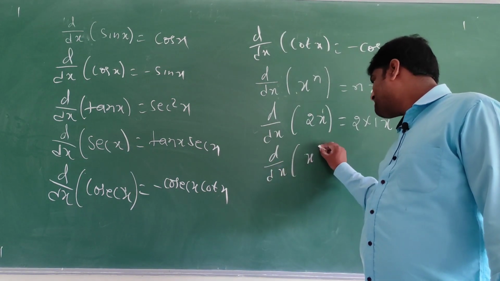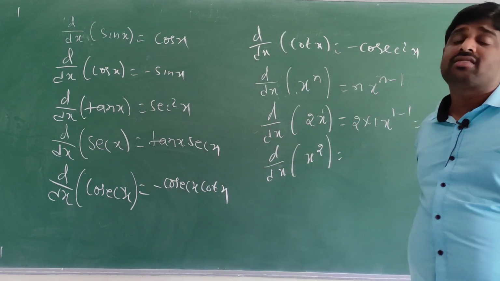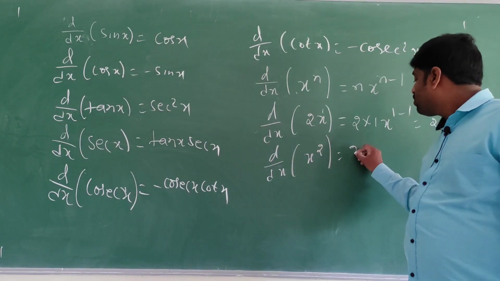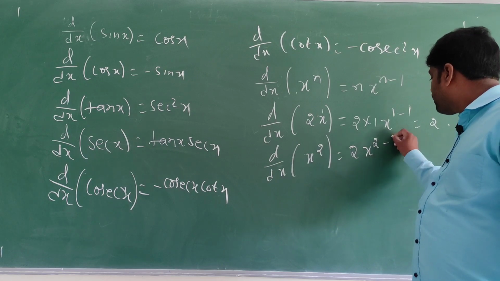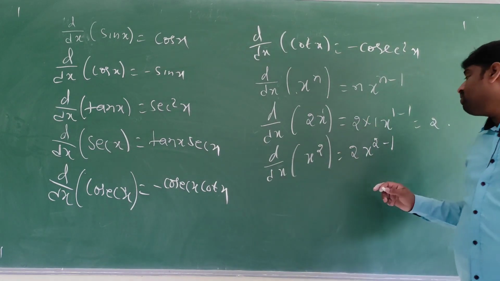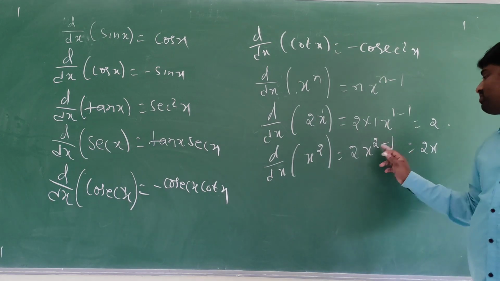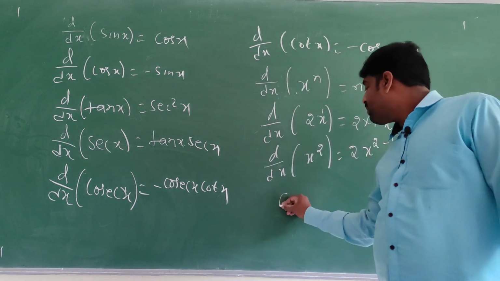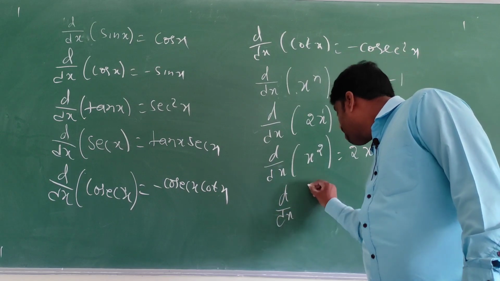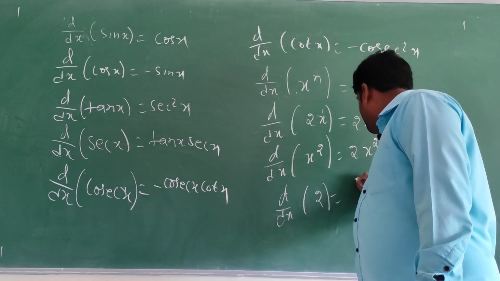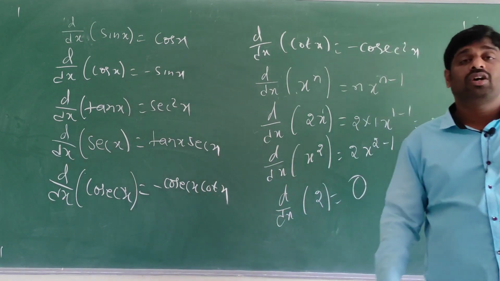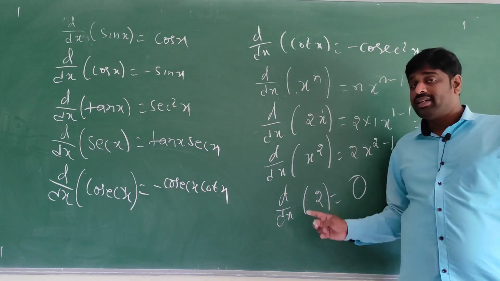d by dx of x square is 2 into x to the power of 2 minus 1. Apply this formula, so that is 2x, since 2 minus 1 is 1, giving 2x. Now d by dx of a constant is 0. When only a constant is there, that is 0.